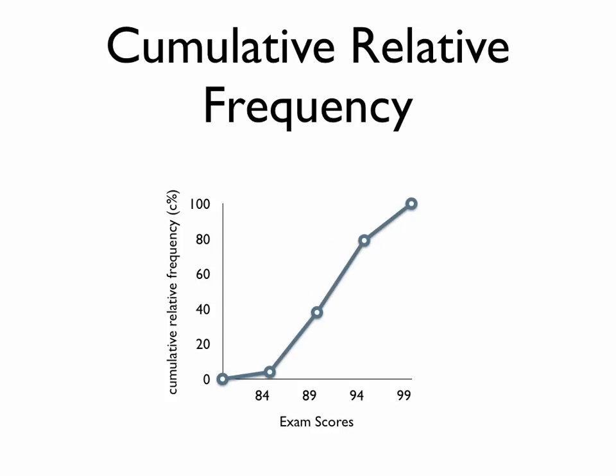And finally, note that with a cumulative relative frequency graph, we can read off percentiles from the graph itself. So if we look at a score of 89, we can see that that's about at the 40th percentile. So if you have this cumulative relative frequency graph, you also have a percentile graph.